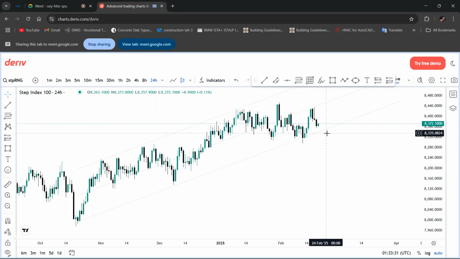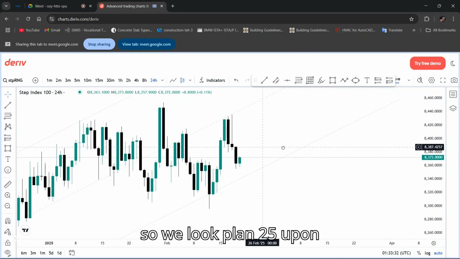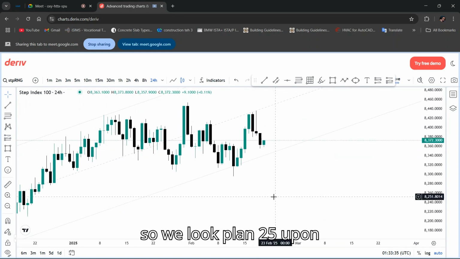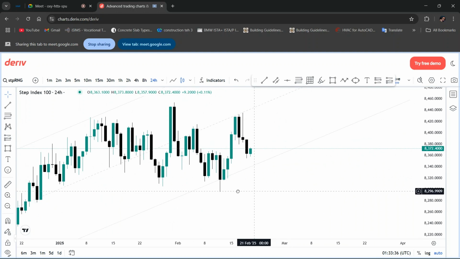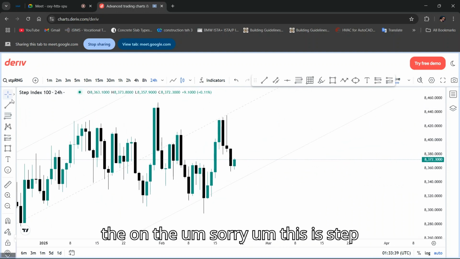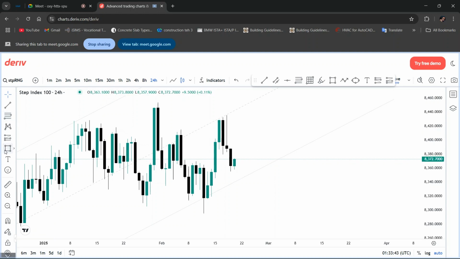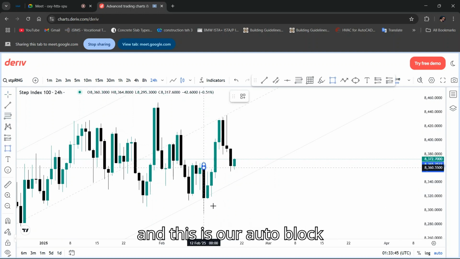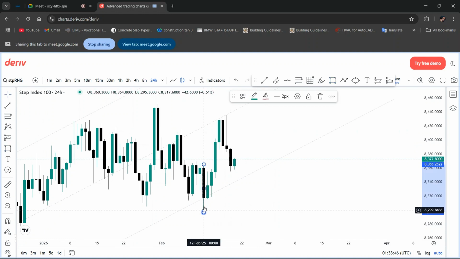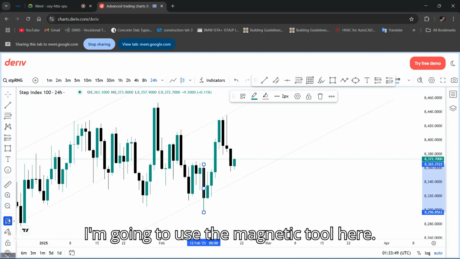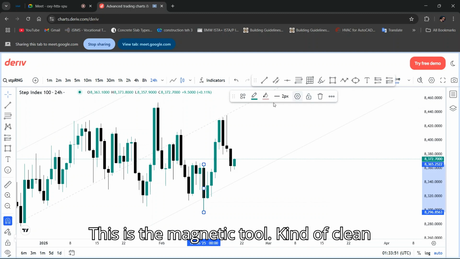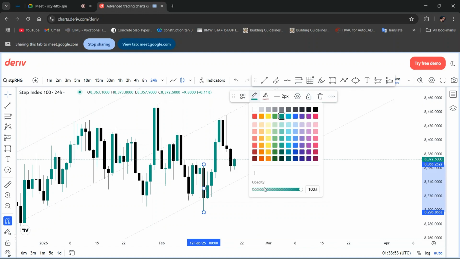All right. So we look on this, this is Step Index on the 1 day. And this is our order block. I'm going to use the magnetic tool here. So this is the magnetic tool. Kind of clean this up.